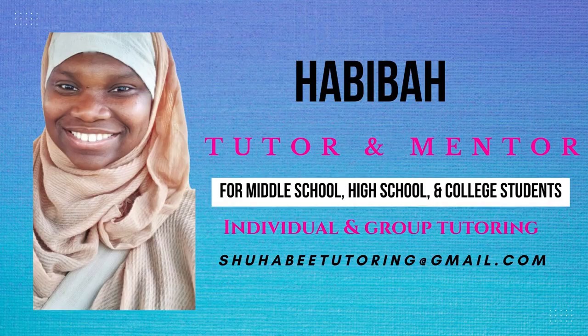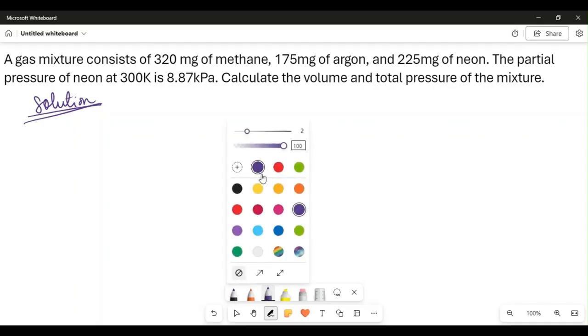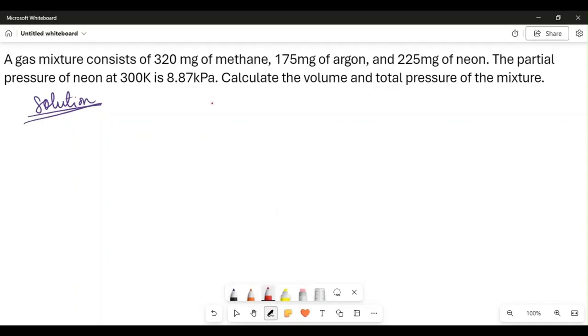Salam and hello, everyone. We are asked this question. A gas mixture consists of 320 milligrams of methane, 175 milligrams of argon, and 225 milligrams of neon. So we're going to break this down, because that's the first thing you do anytime you're given a question in physical chemistry or thermodynamics. It's best for you to put down all the parameters you're given step by step.